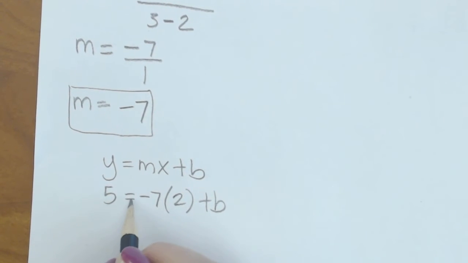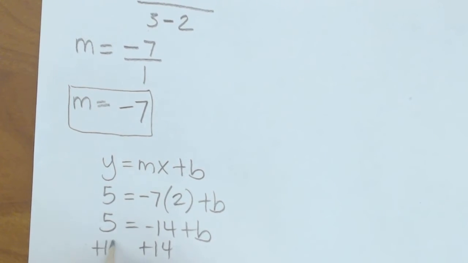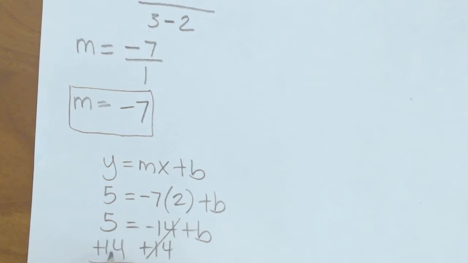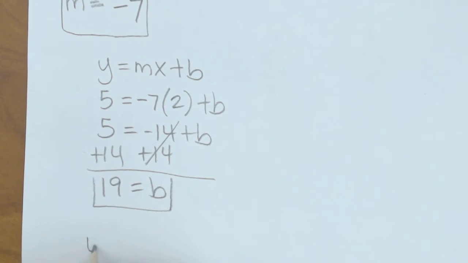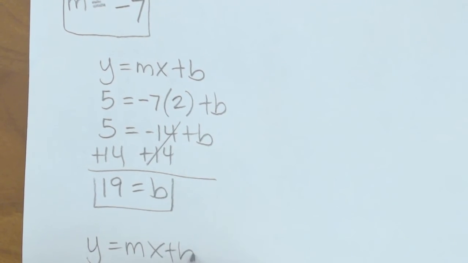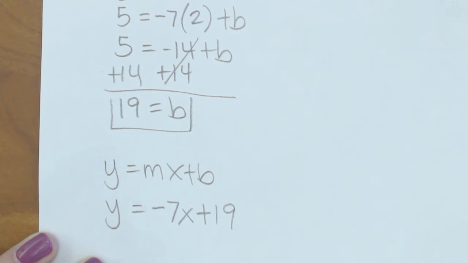So now we have 5 equals negative 7 times 2 plus b. So 5 equals negative 14 plus b. Adding 14 to both sides cancels that out. 5 plus 14 is going to be 19 equals b. Here's our step 3 and step 4. We have our m, we have our b. It says substitute into y equals mx plus b. So we're going to substitute our m, which is negative 7x, and our b, which is 19. So our equation is going to be y equals negative 7x plus 19.